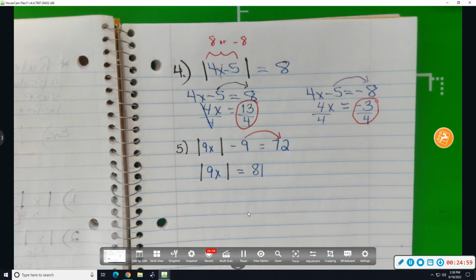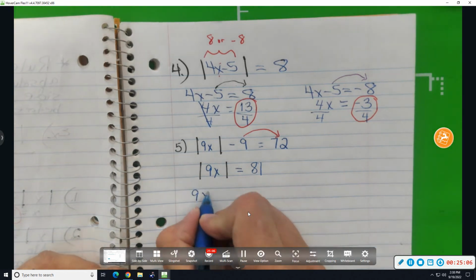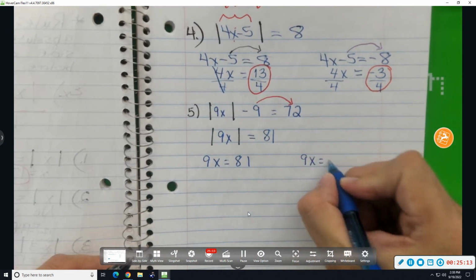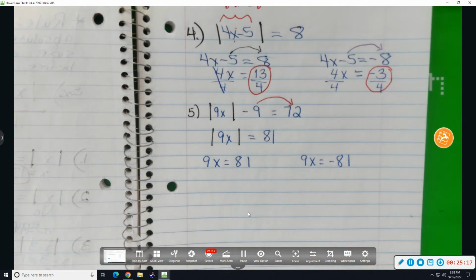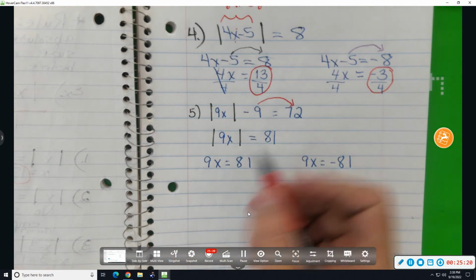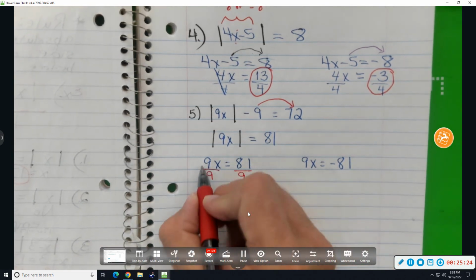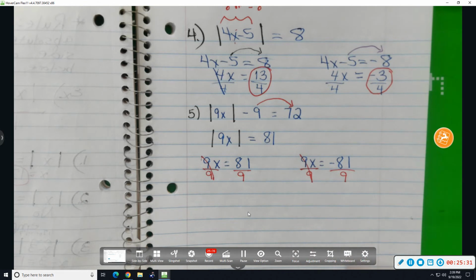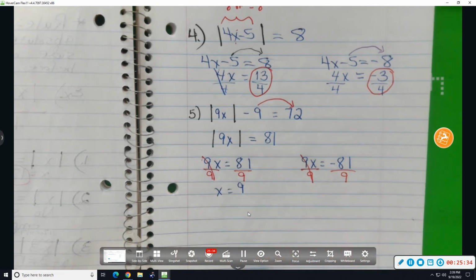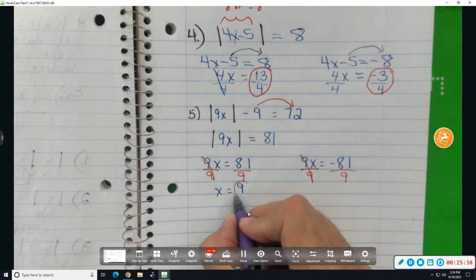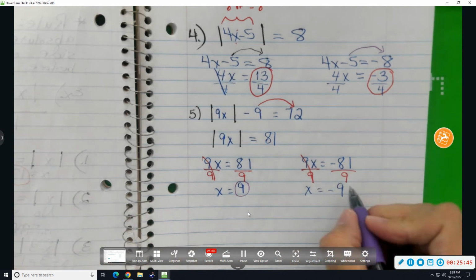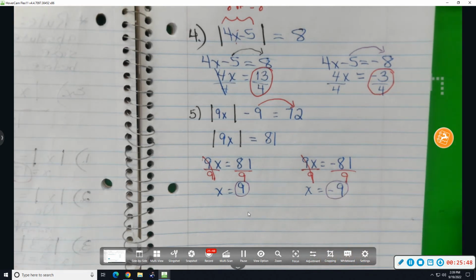And now, are we ready to go equal positive, equal negative? Yes? So 9x equals positive 81, or 9x equals negative 81. Divide both sides by 9. Would that isolate the x? Goal is to get x equals a number. So we have x equals, is our first answer positive 9, and what's that second answer going to be? Negative 9? Positive 9 and negative 9.